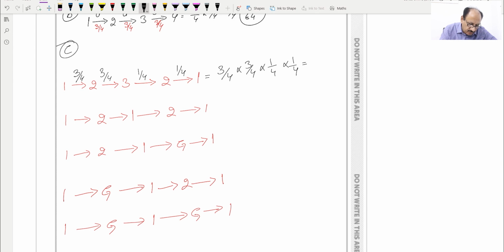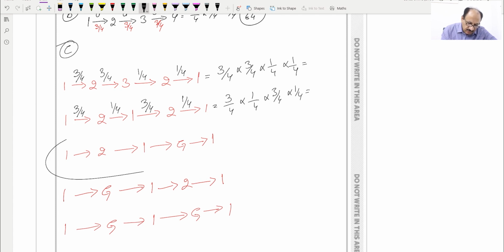So from first floor in this second line, first to second will be 3 by 4 because going up. 2 to 1, second to first floor will be 1 by 4, going down. 1 to 2 will be going up, so 3 by 4. Second to first floor will be 1 by 4, and the probabilities we can write: 3 by 4 into 1 by 4 into 3 by 4 into 1 by 4.